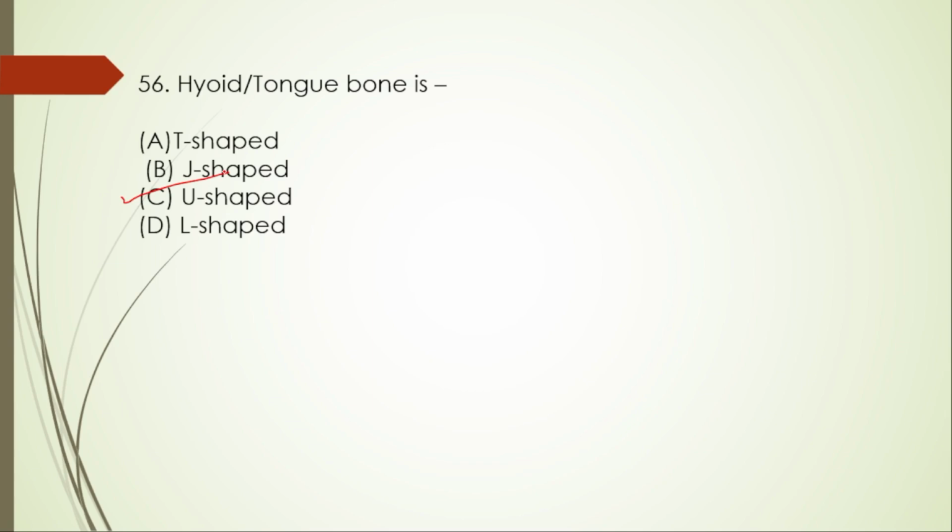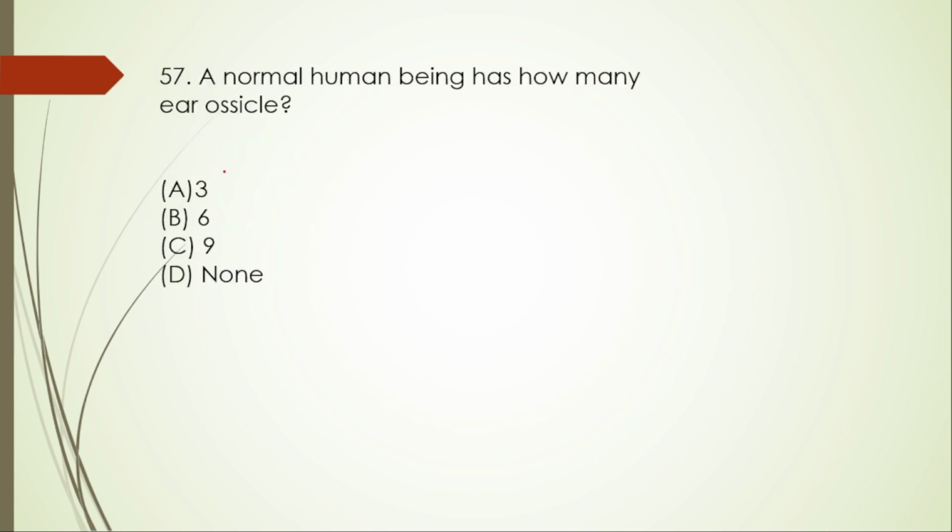Hyoid bone, or else it is also known as tongue bone, which is very unique, which is horseshoe shaped or else U-shaped, also situated in the anterior middle line of the neck between the chin and the thyroid cartilage.